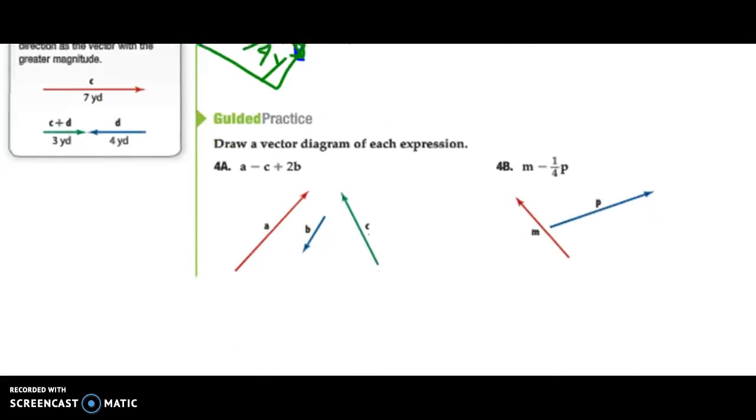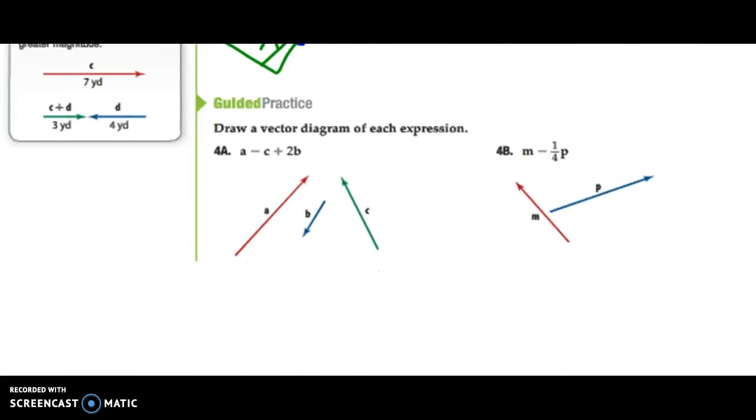Here's guided practice. It says draw a vector diagram of each expression. So a minus c plus 2b. Again, you have three vectors this time, and what you can do is continue to add tip to tail for every one. You might have to change the value a little bit, but you'll still get your resulting vector.